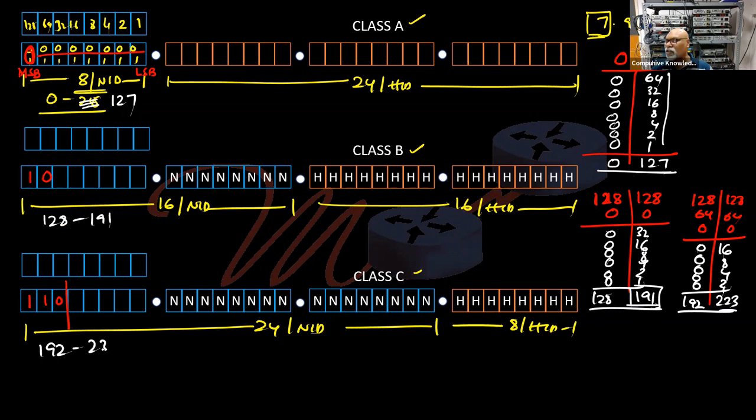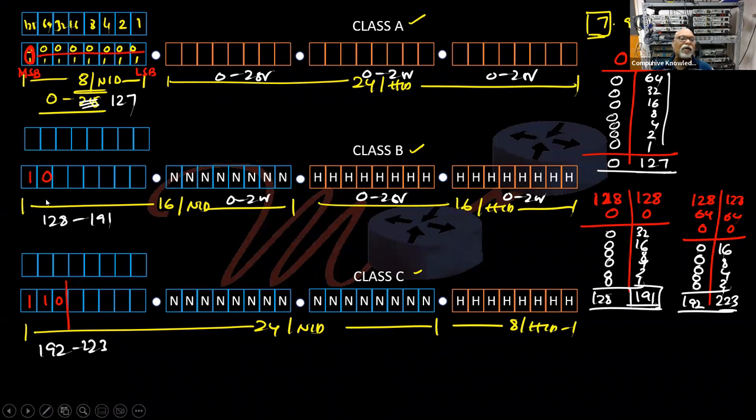It's only in the first octet. The second octet can be anything, 0 to 255. This can be anything 0 to 255. This can be anything 0 to 255. That is not an issue. Only the first octet. Can you see that?